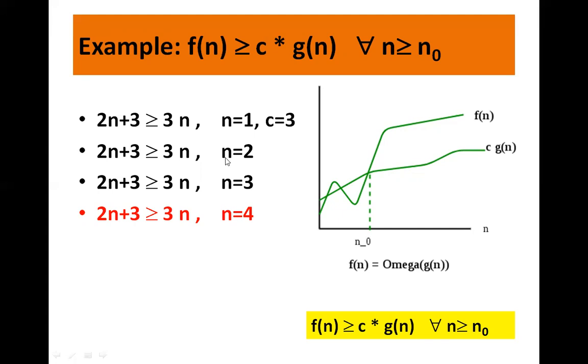Now, when I increase the value of n to 2, c will remain constant as 3. When n becomes 2, again the condition is true. This is 2 into 2, 4 plus 3, that is 7, and here 3 into 2, that is 6. Now when I increase the value of n from 2 to 3, then what will it be? 2 into 3, that is 6 plus 3, 9. And here it will be 3 into 3, that is again 9. So this is the condition where f of n is equal to c into g of n, and that is nothing but your n0 value, right? When the values are equal here, f of n is equal to c into g of n.